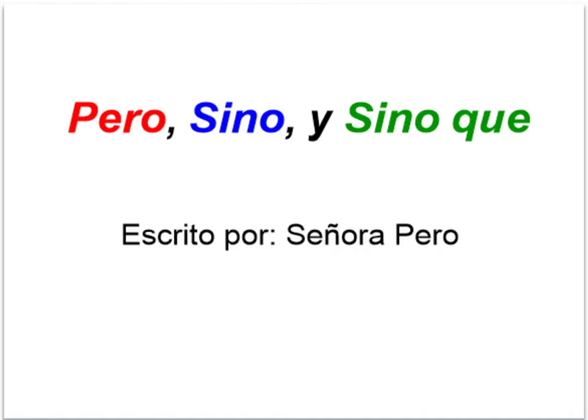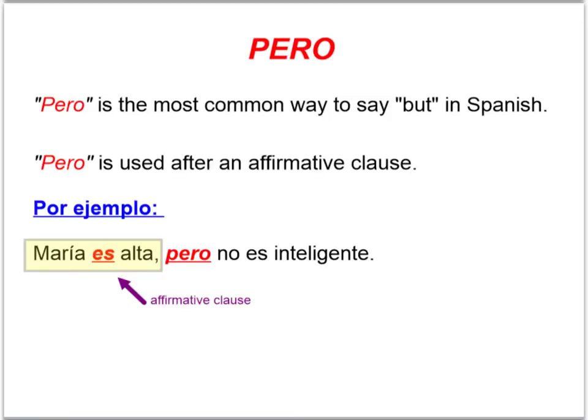Today you will learn when to use pero, sino, and sino que. Pero is the most common way to say but in Spanish. Pero is used after affirmative clauses. An affirmative clause is a positive statement, meaning no negative words are used. The first part of the example below, María es alta, is an affirmative clause or statement, so pero is used.